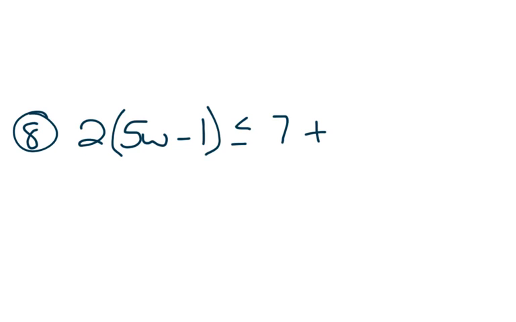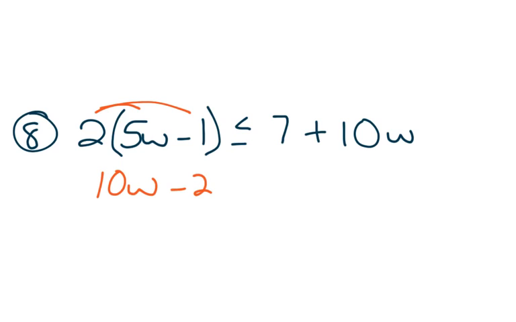Number 8, last one. 2 times the quantity 5w minus 1 is less than or equal to 7 plus 10w. Again, we should do some distributing first. 2 times 5w is 10w. 2 times negative 1 is negative 2, less than or equal to 7 plus 10w. Okay, variables on both sides. Let's move them to the left.